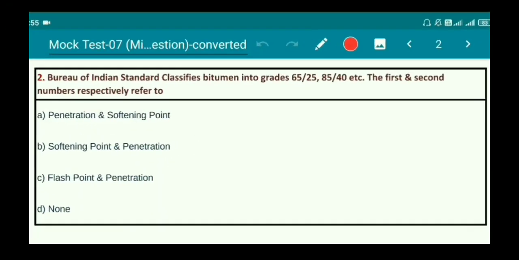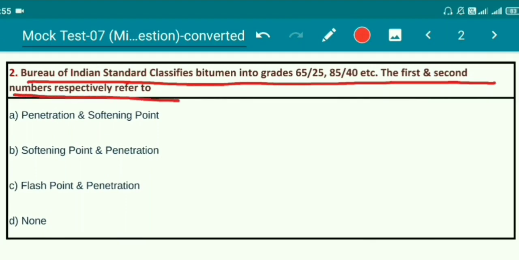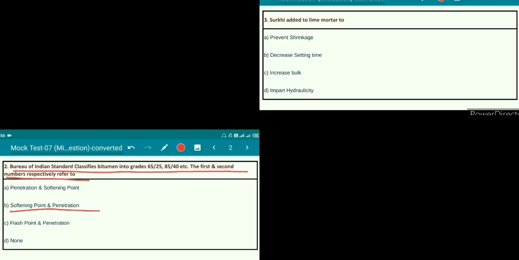Question number 2. Bureau of Indian Standards classifies bitumen into grade 65 by 25, 85 by 40, etc. The first and second numbers respectively refer to option A, penetration and softening point, option B, softening point and penetration, option C, flash point and penetration, option D, none. Right answer is option B, softening point and penetration.